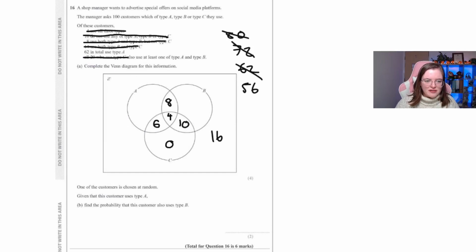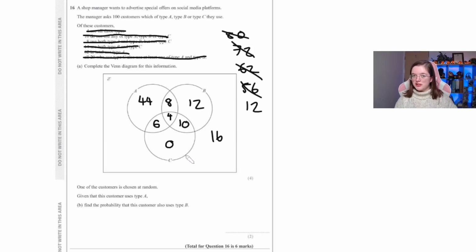If I can get rid of all that, we then know that 62 in total use type A. So how many is left after 62? So 62, take away 8, take away 4, take away 6. I did it in my head, but oh well. That means that 44 are left in there. So then take away 44 from 56 to see how many is left to go in the Venn diagram. And then we get 12, which means that the only section left for those 12 to go in is that one. Therefore, 12 must go in there.